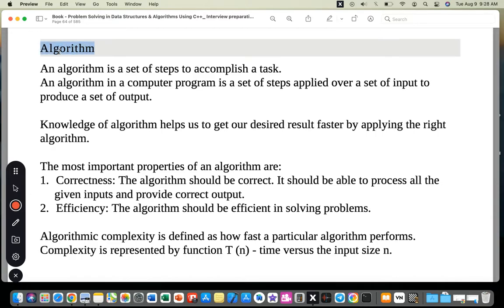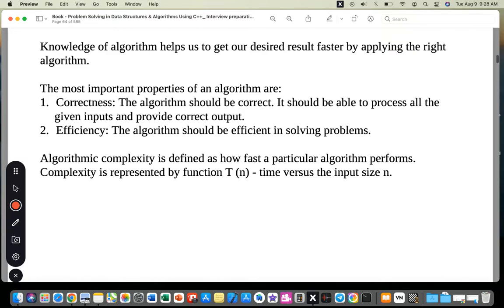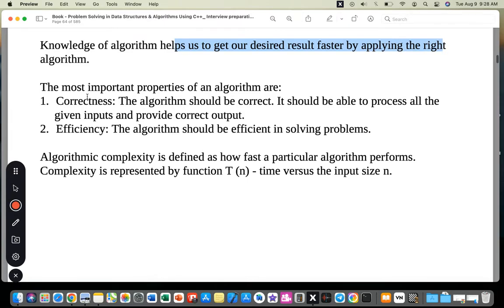Algorithm. An algorithm is a set of steps to accomplish a task. An algorithm is a computer program. It is a set of steps applied over a set of inputs to produce a set of outputs. Knowledge of algorithms helps us to get our desired results faster by applying the right algorithm.